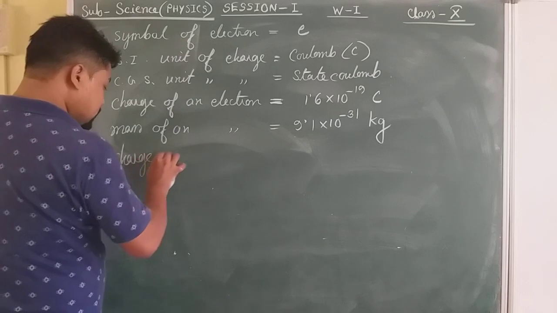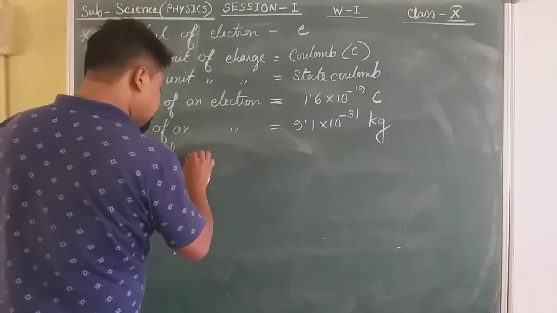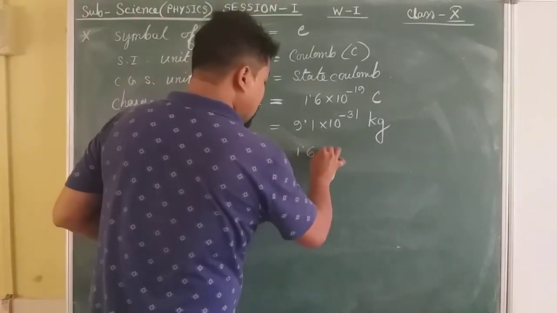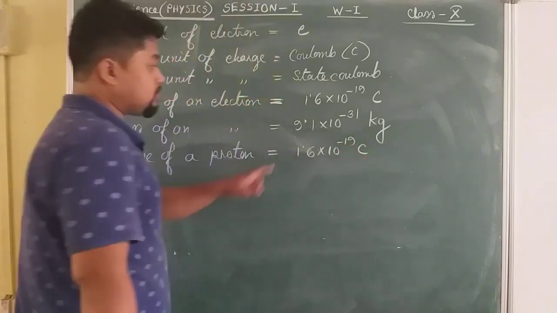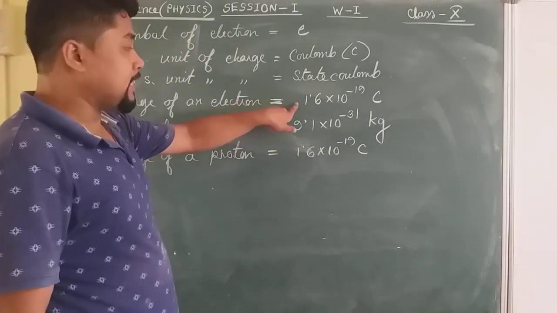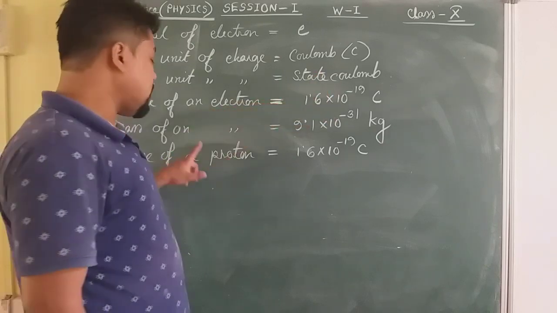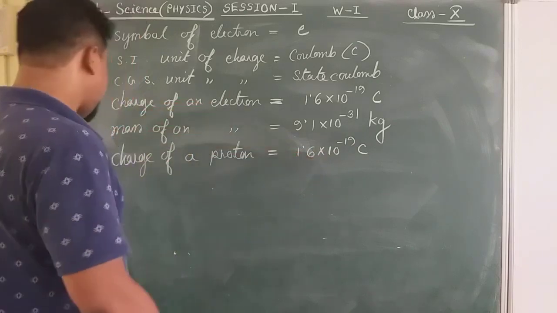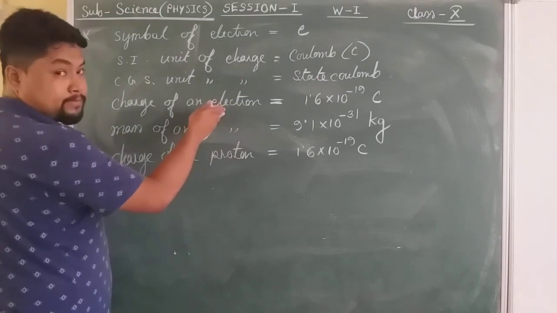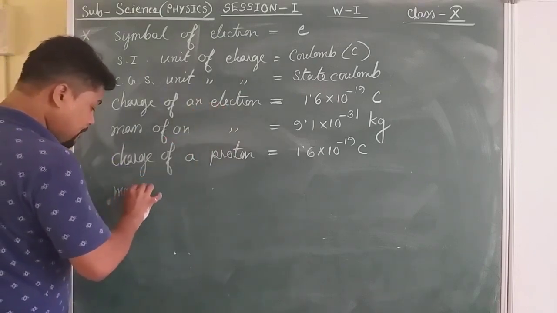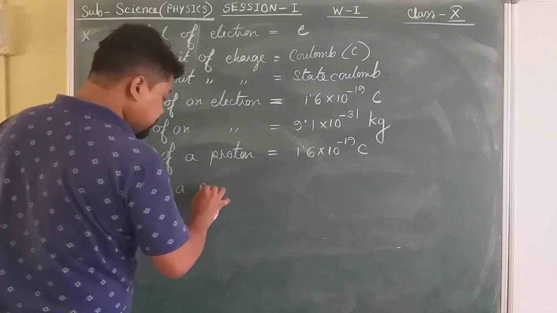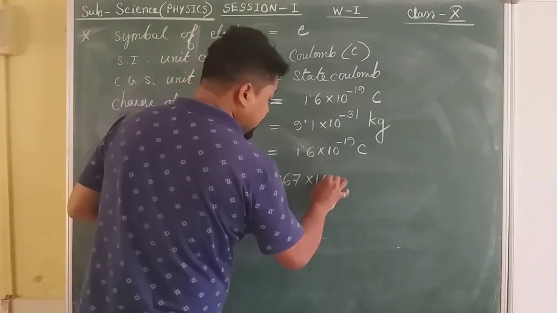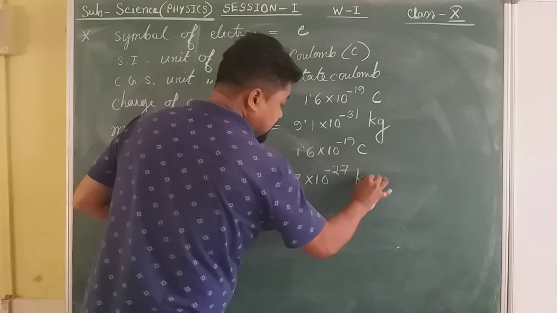Similarly, charge of a proton: 1.6 into 10 to the power minus 19 coulomb. Same as that of electron, but electron is negative charge, so minus 1.6, and charge of proton plus 1.6. Okay, proton is positive charge, electron is negative charge. Similarly, mass of a proton is 1.67 into 10 to the power minus 27 kg.